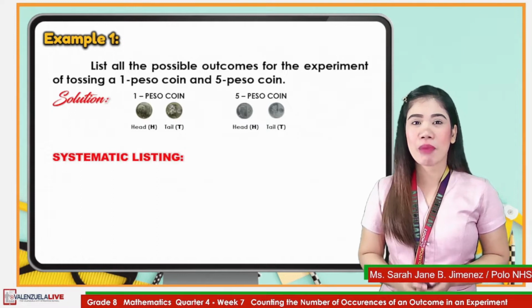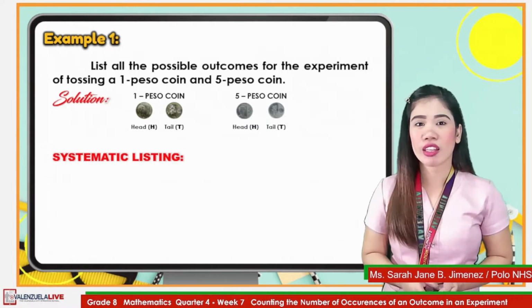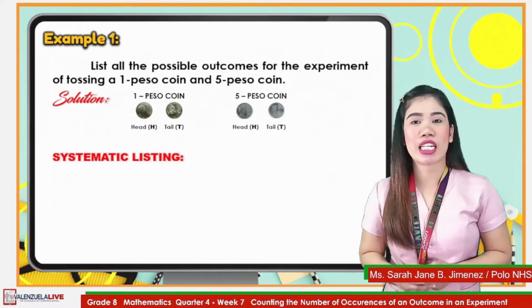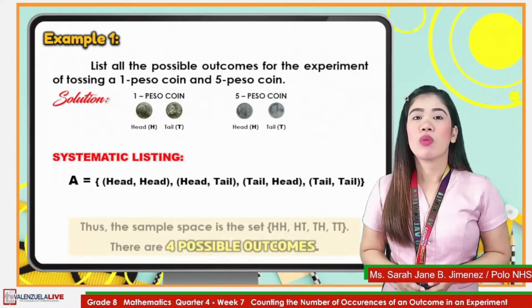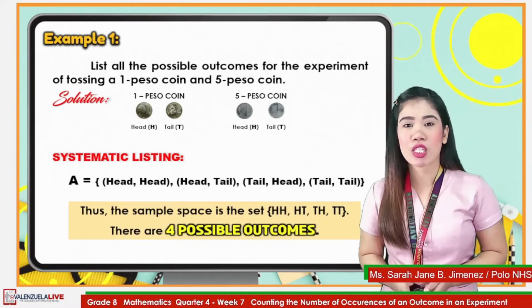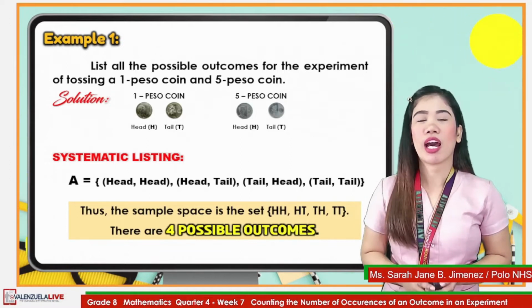Systematic listing is a method in which the outcomes for an event can be listed in an organized way. With this, we still attain the same sample space with a total of 4 possible outcomes.